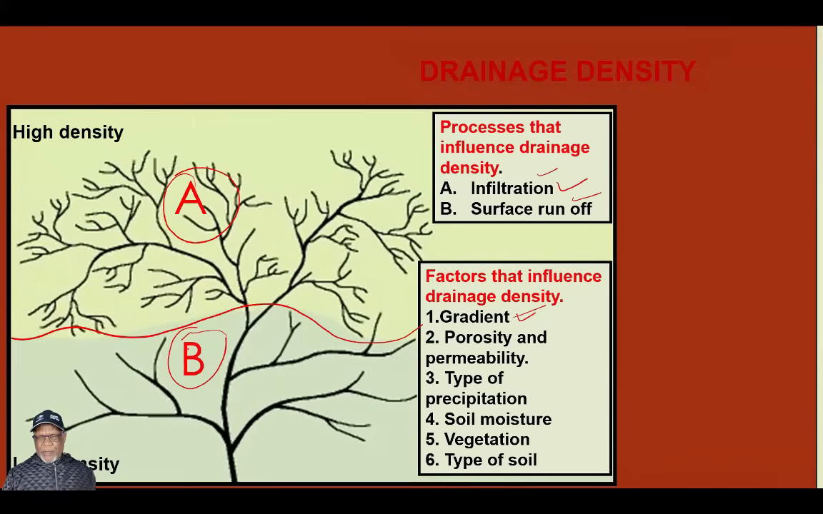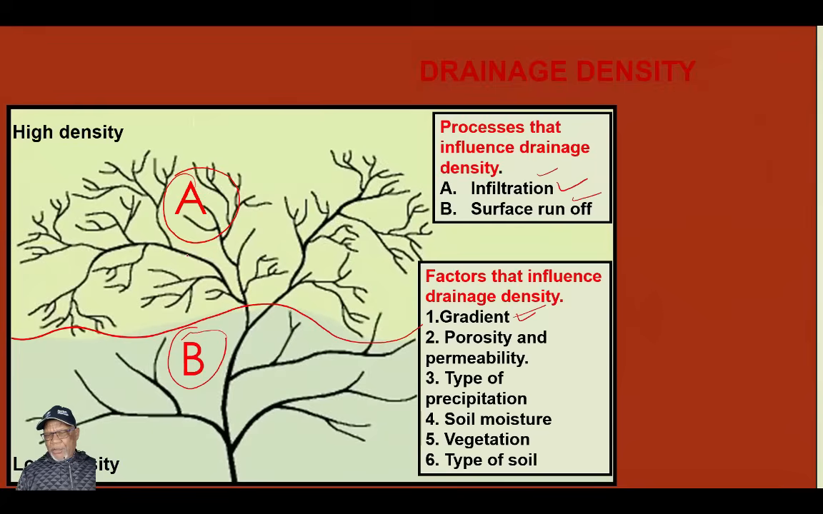And then soil moisture. What does it mean, soil moisture? It means at A, the soil is saturated. What do we mean saturated? The soil is full of moisture. And therefore, there's going to be less infiltration, but there's going to be more surface runoff. That is why A has higher density than B.